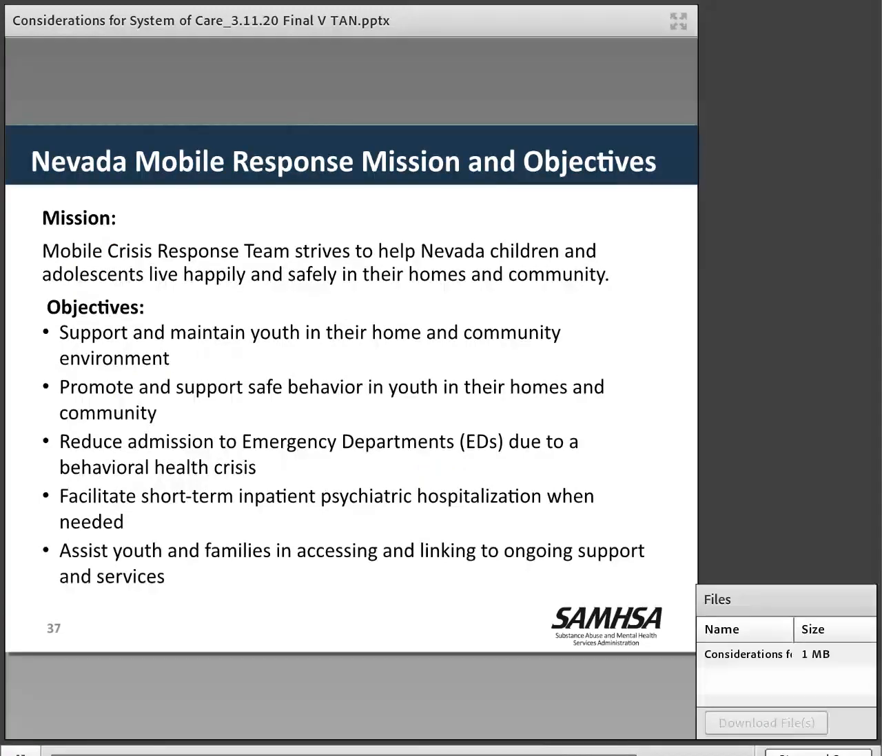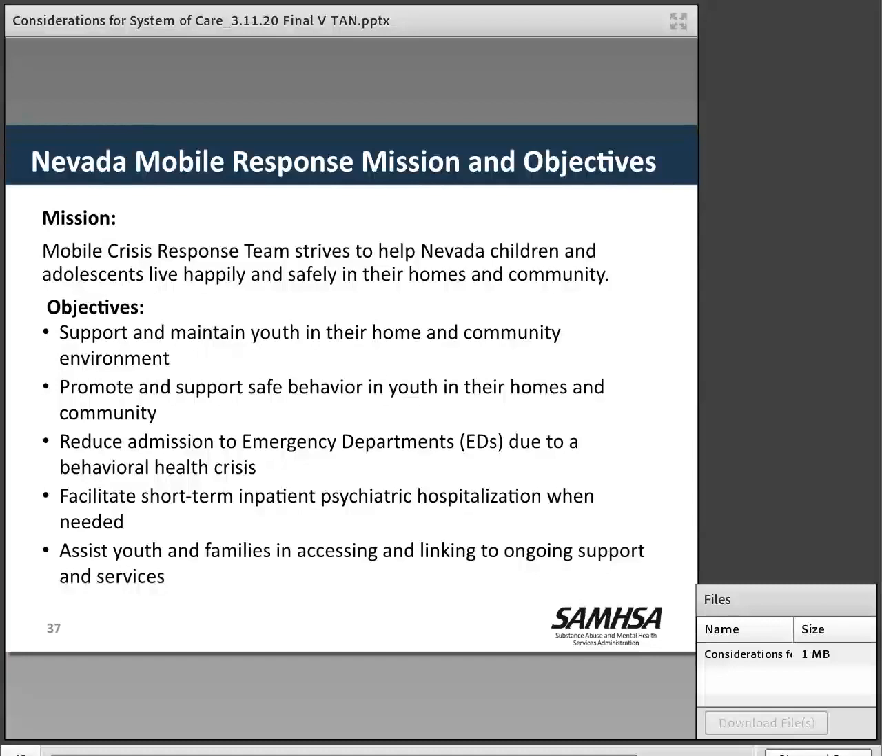I'm Ann Polakowski. I'm a program manager responsible for the mobile response and stabilization team in Nevada. We are 6 years old now, so I can no longer say that we are in our infancy stage, but we continue to develop and change and grow over time as more people become familiar with mobile and are starting to utilize mobile services. So mobile started in 2014 in Nevada in response to a crisis that we were having in our emergency departments, where adults and youth were utilizing emergency departments as a way to seek behavioral health treatment.